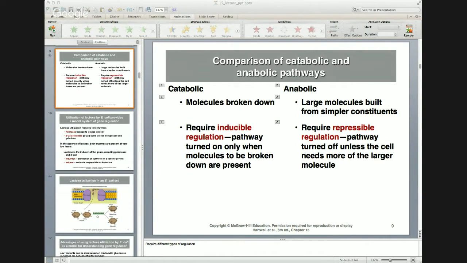So in repressible regulation, the pathway is turned off. The pathway for making amino acids is turned off unless the cell needs it. If the cell needs it, then the pathway is turned on. So cells, bacteria, we're looking at bacteria, prokaryotes, are very efficient in how they regulate genes. Genes are turned on or turned off only when necessary.